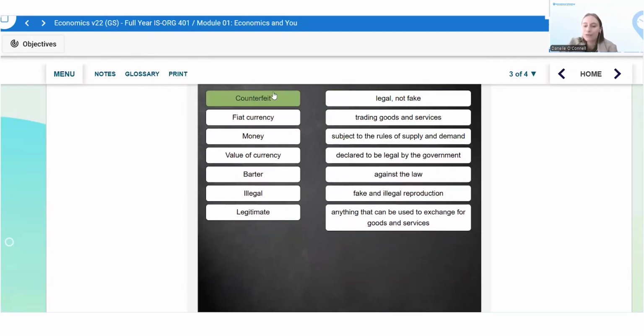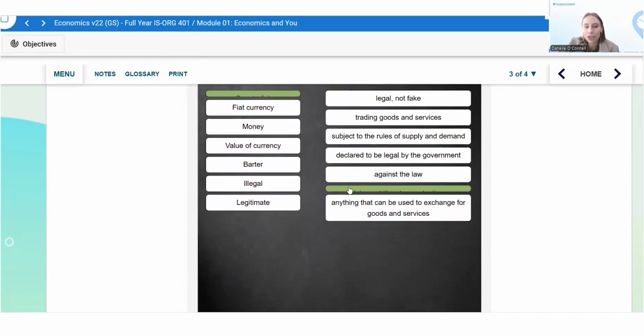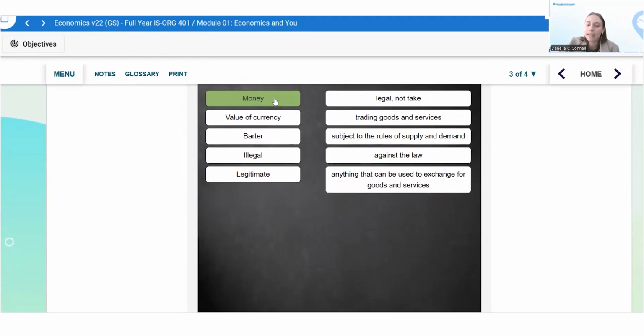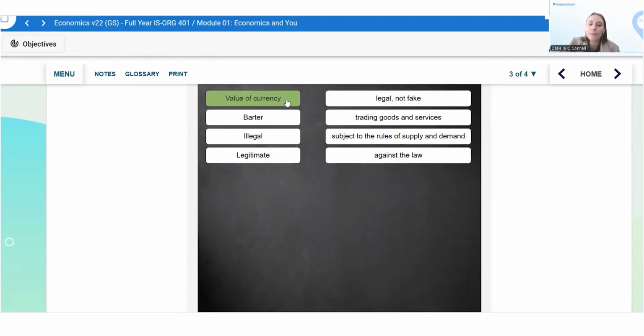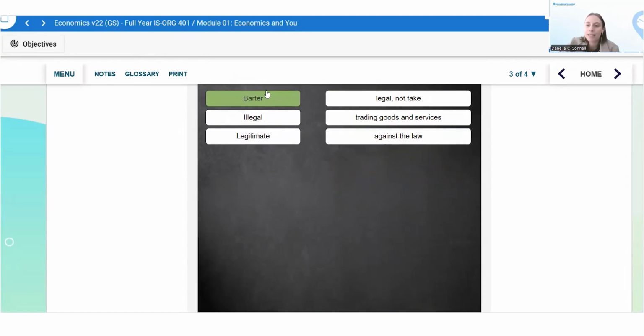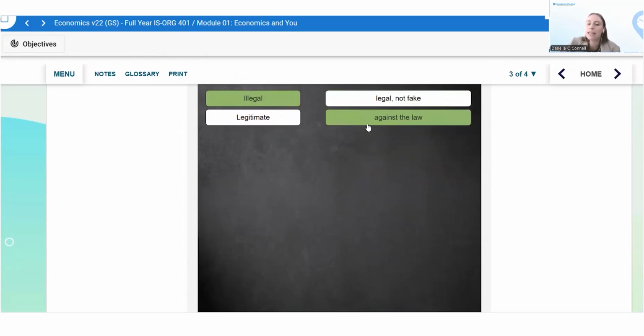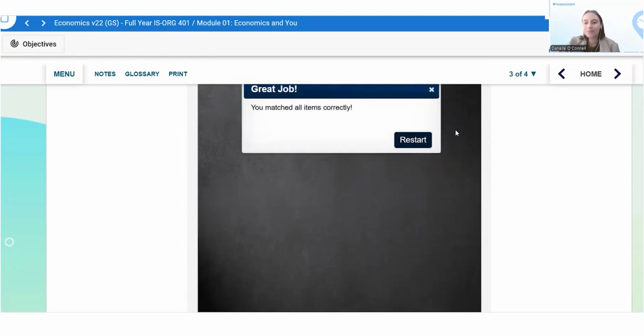Now, counterfeit. Fake and illegal reproduction. Fiat currency. This is declared to be legal by the government. Money. Anything that can be exchanged for goods and services. The value of currency is subject to the rules of supply and demand. Barter is to trade goods and services. Illegal is against the law, and legitimate is legal, not fake.